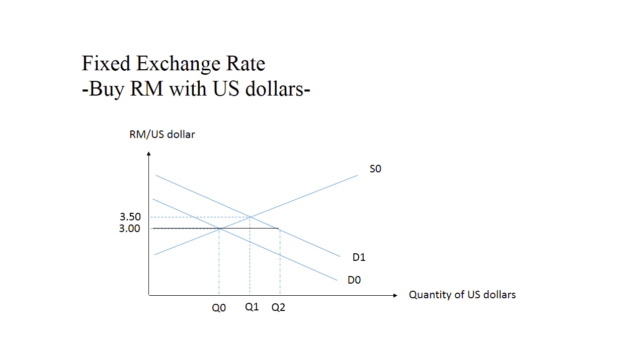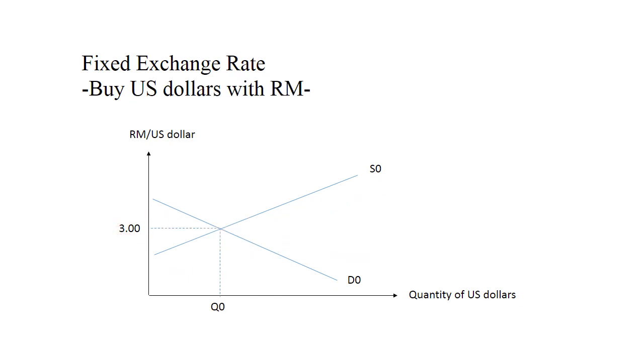So the US dollar supply will increase, thus shifting the supply curve from S0 to S1. It will cause the supply curve of US dollar to shift to the right from S0 to S1. You can see that this will cause the equilibrium to remain unchanged at the exchange rate. It will remain at 3 ringgits.